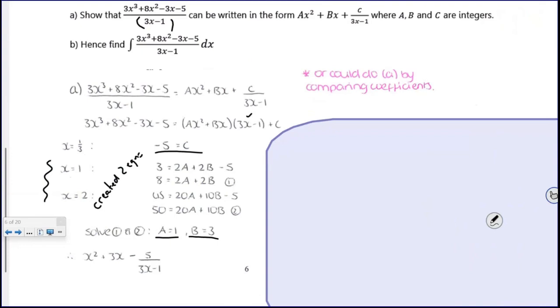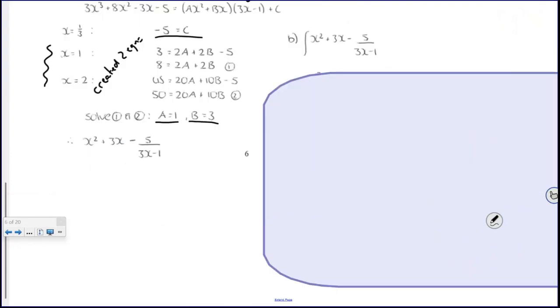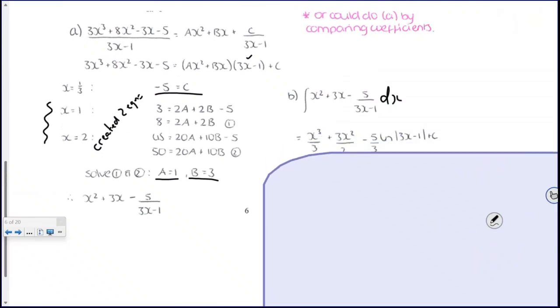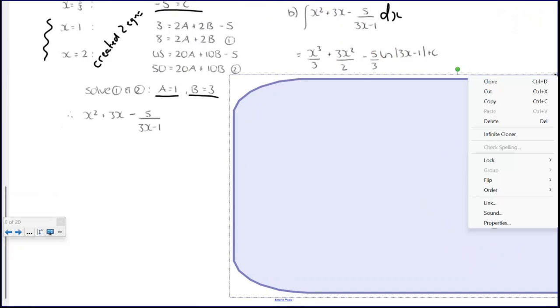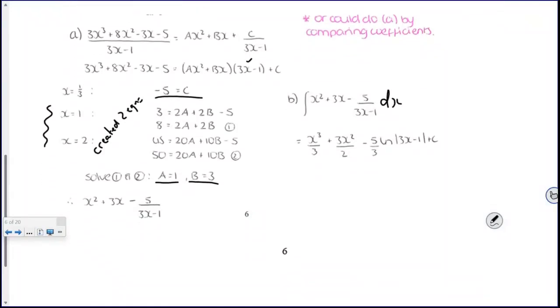And now if I'm going to integrate it, oh, where's your dx? Stick a dx on the end there. I like to put brackets around as well. Let me try and get rid of this box. It's causing havoc. Yep, so the x squared becomes x cubed over 3. The 3x becomes 3x squared over 2.